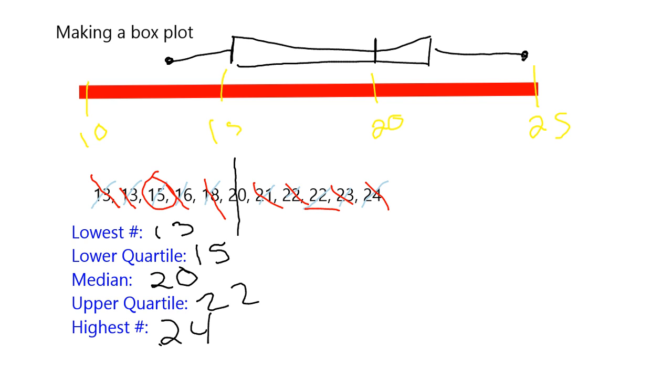And it's good to label, unless you're going by ones, it's good to label what these are, just that way people can read it a little bit easier. So my highest is 24, my lowest is 13, my lower quartile is 15, my median is 20, and my upper quartile is 22. That is how you make a box and whisker plot.